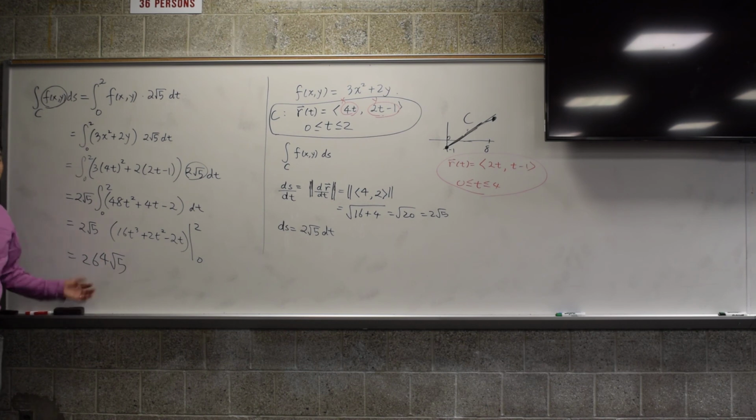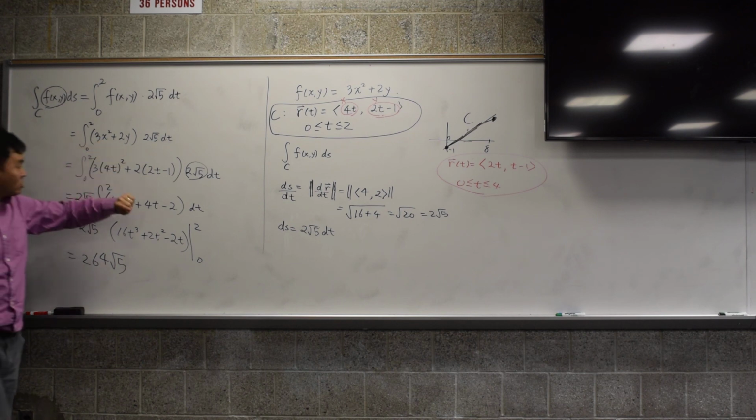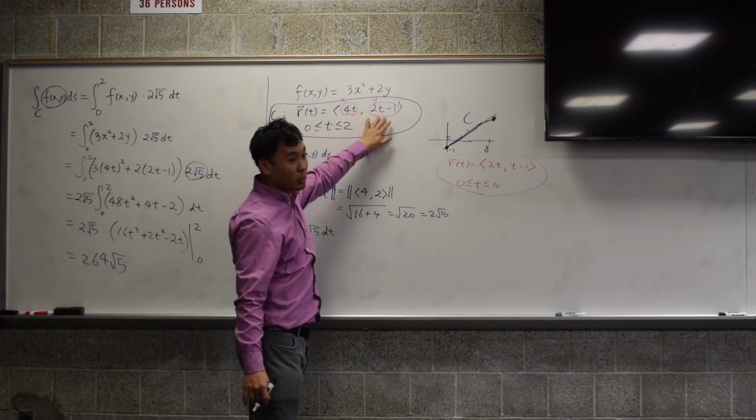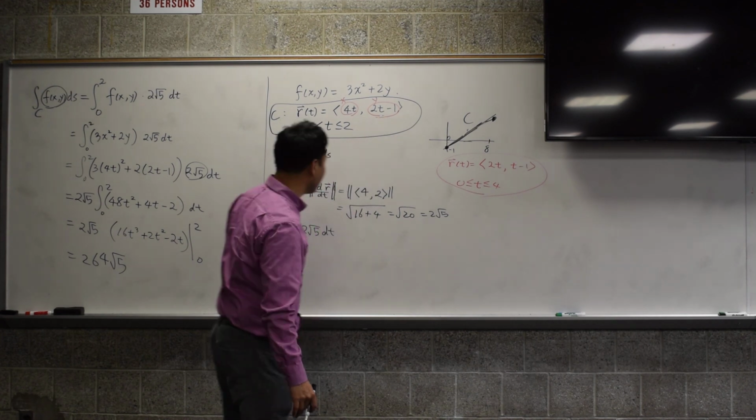I just did this quickly because that's something that you all know. But I just wanted you to see that x and y have to be replaced by the x and y coordinates of r(t). That's how you compute. Okay?